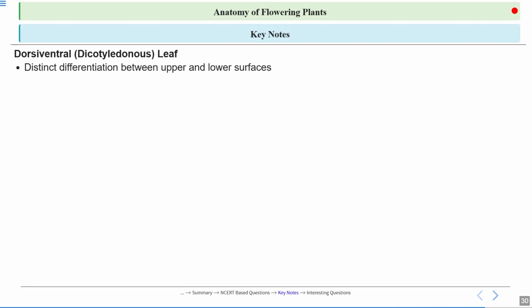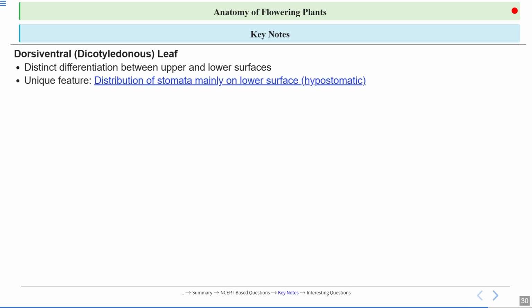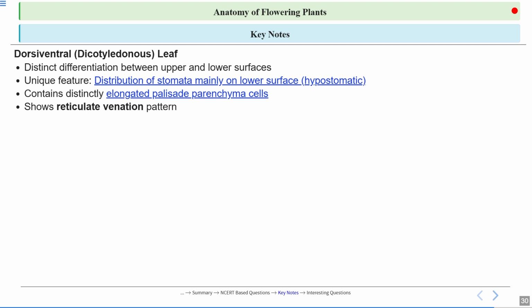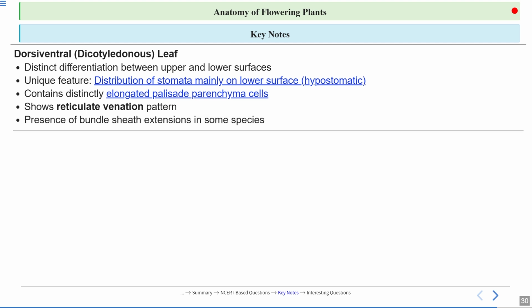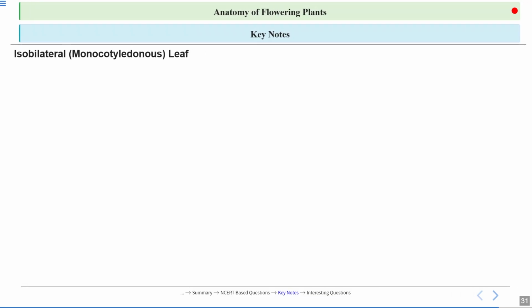Dorsiventral leaf: distinct differentiation between the upper and lower surface. Unique feature: distribution of stomata mainly on the lower surface. This condition is called hypostomatic. It contains distinctly elongated palisade and spongy parenchyma cells. Reticulate venation pattern we see. Presence of bundle sheath extension in some species.